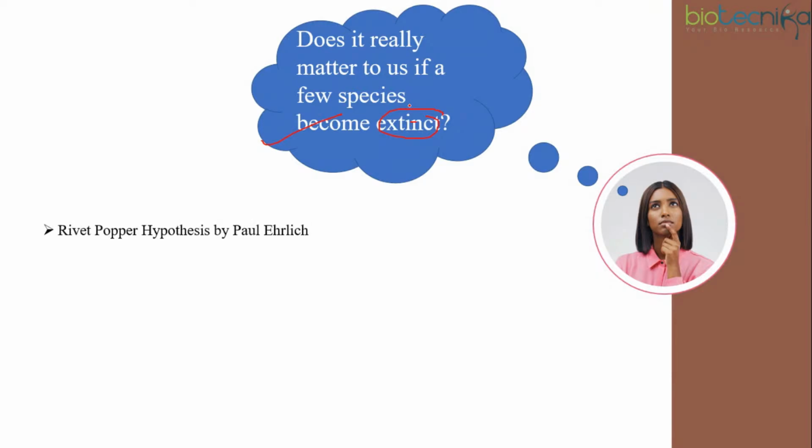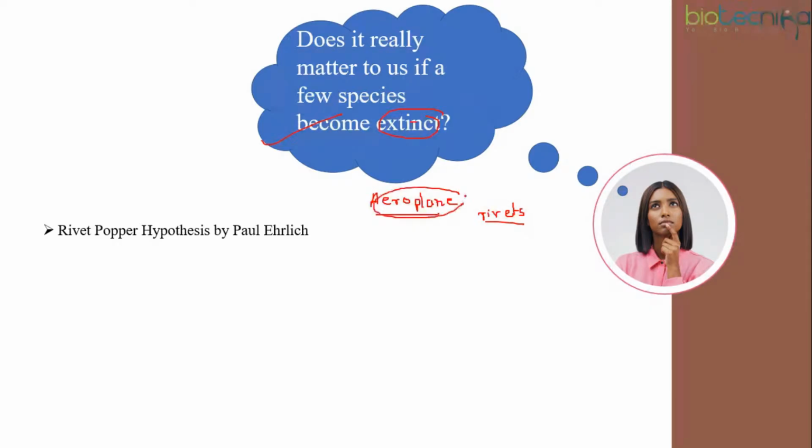One hypothesis we are considering here is by Paul Ehrlich, the rivet popper hypothesis. Let's understand this hypothesis with an example. Consider an aeroplane, where all the parts are joined by thousands of rivets. Now just imagine the passengers start taking out the rivets, popping them out one by one. Initially there will be no impact, but if more and more rivets are removed, don't you think it will make the aeroplane weak?